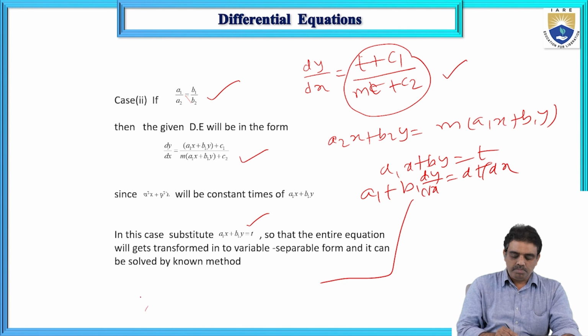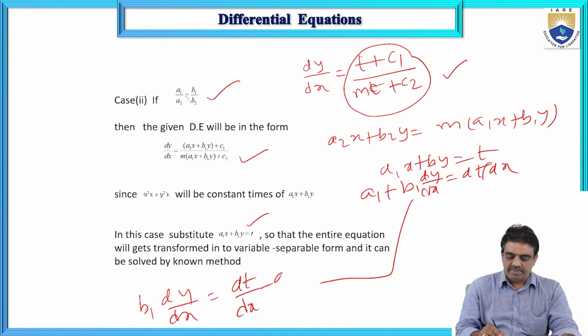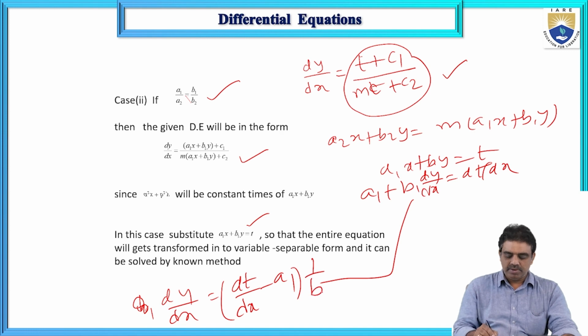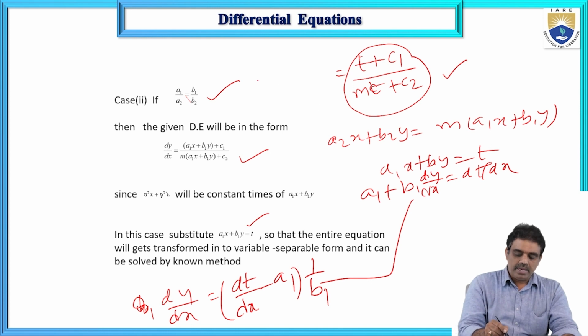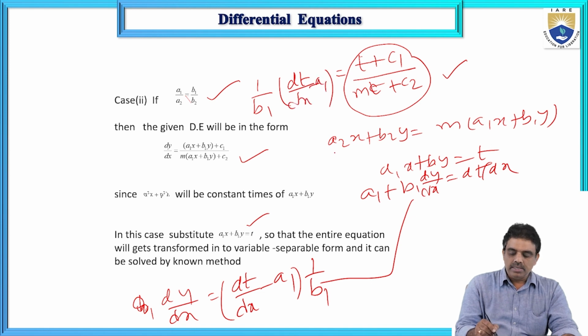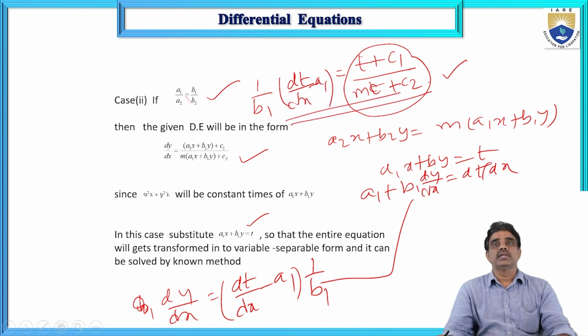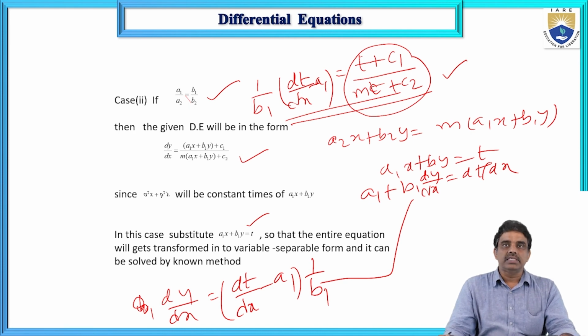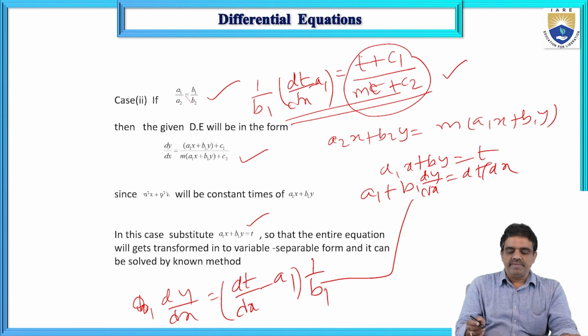Or what I can write, b1 dy by dx is equal to dt by dx minus a1, or dy by dx can be replaced by 1 by b1 into dt by dx minus a1. That means the entire differential equation will get in the form of variable separable form. So there are only two variables, t and x, and the remaining are all constants. So on separating the variables and on integrating, we will get the solution.